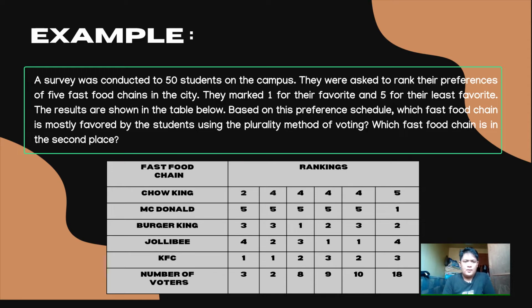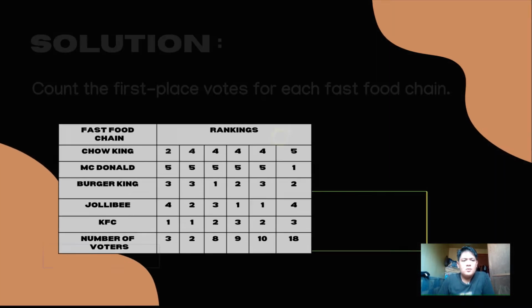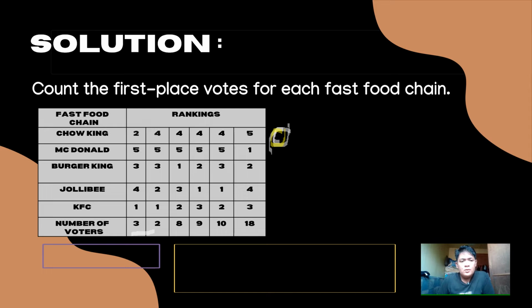So, there are 50 students on the campus and we're going to rank their 5 fast food chains, which are Chowking, McDonald's, Burger King, Jollibee, and KFC. So we need to count the first place votes for each fast food chain. But before that, we need to get the total number of votes, which is 50. Then we need to get the first place votes of each fast food chain.